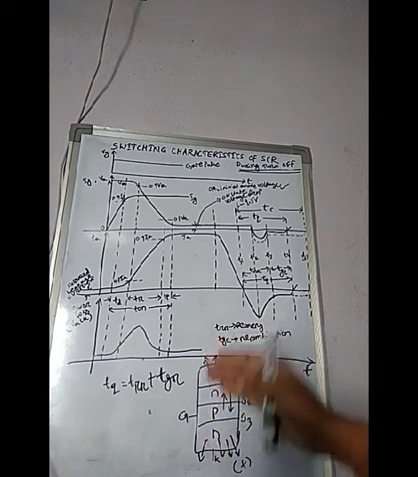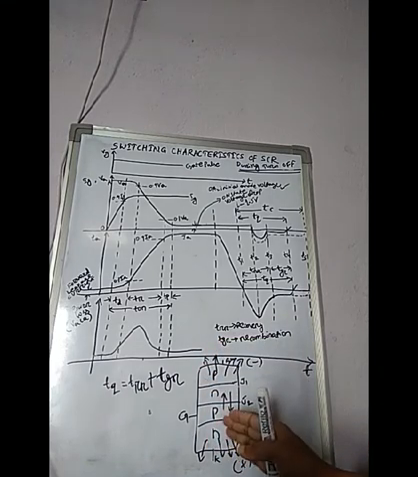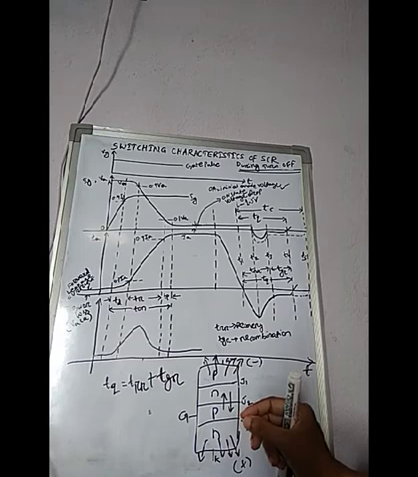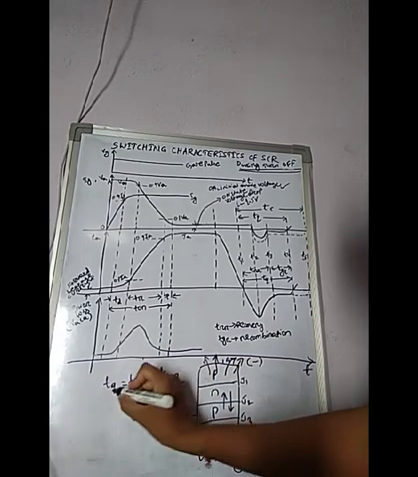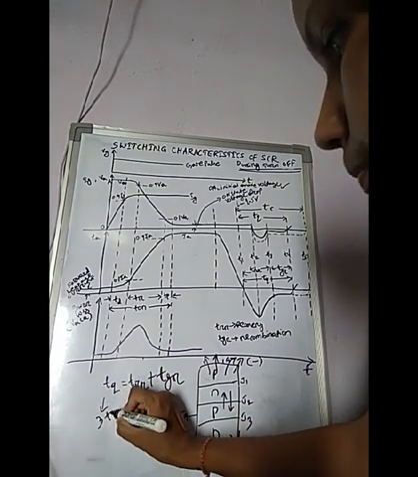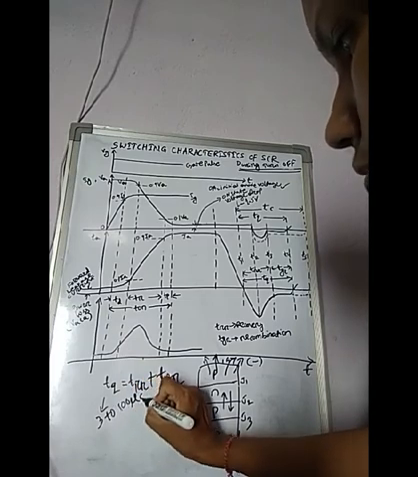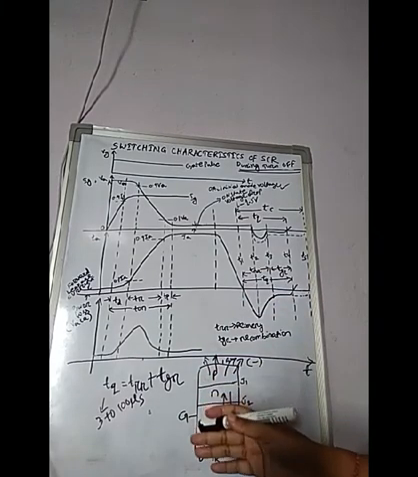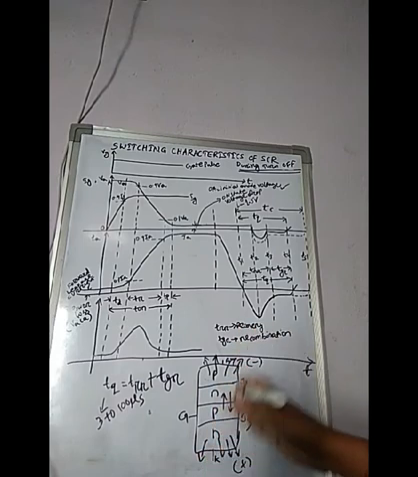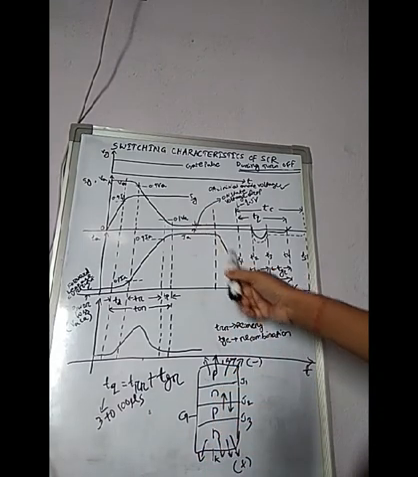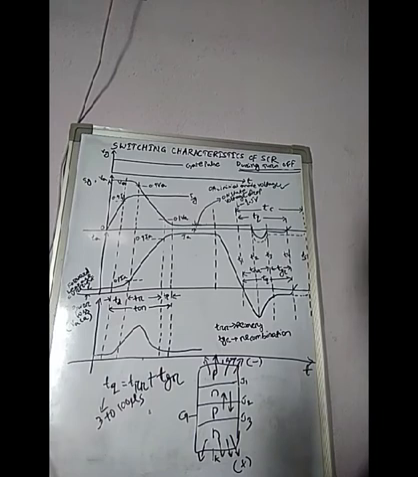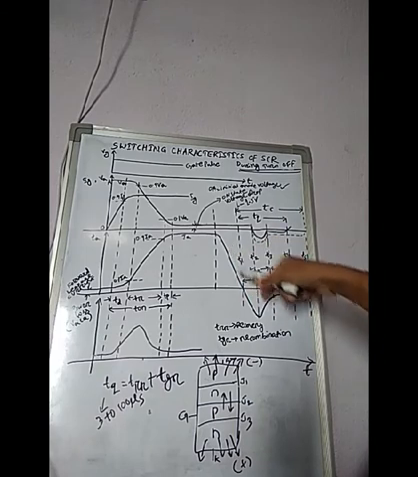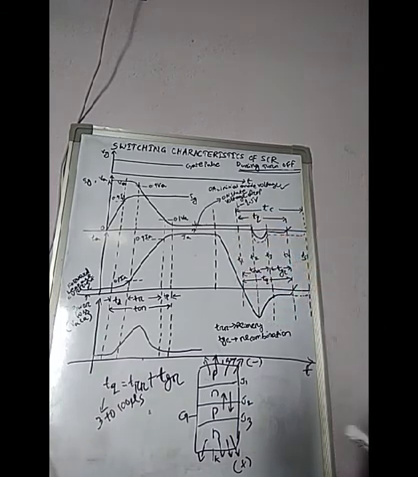Okay, so the thyristor turn off time, TQ, is in the range of 3 to 100 microseconds. The turn off time is influenced by the magnitude of forward current, the di/dt at the time of commutation, and the junction temperature.